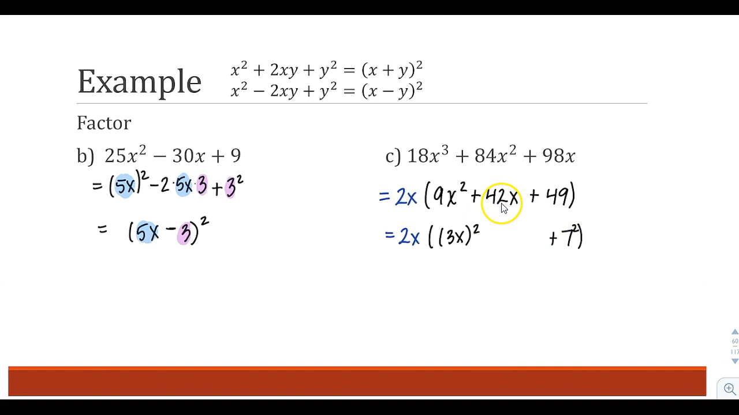And then we want to double check that the middle term is, in this case, going to have to be a positive 2 times the first value being squared and the last value being squared. So is it positive 2 times 3x times 7? And it absolutely is. So 2 times 3 is 6, and 6 times 7 is 42. So I have my 7 and my 7, and I have my 3x and my 3x, and in the middle, that's multiplied by 2.